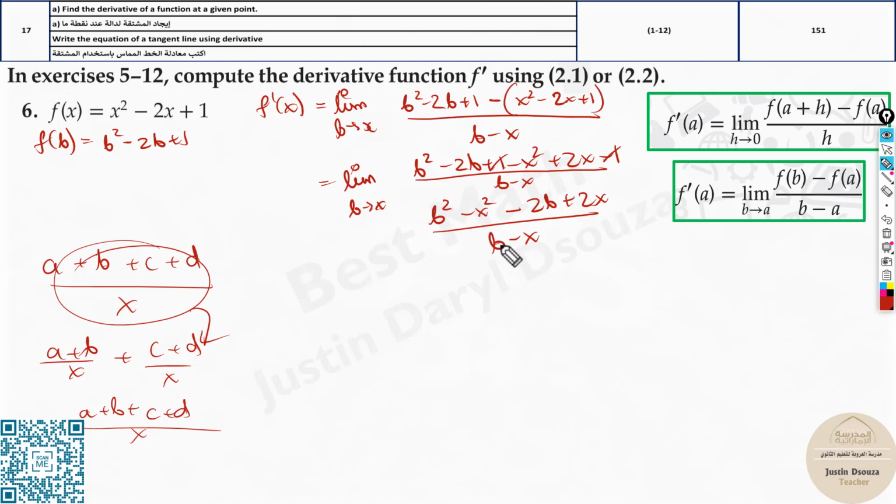In the same way over here, we can see b minus x, b and x are there, b and x are there. So we can split it up to our advantage. How? Just like this. Let me show you. b squared minus x squared divided by b minus x. Then always add plus no matter what. And then write this: minus 2b plus 2x divided by b minus x. This is a trick, or I mean this is an easier method, to do it.